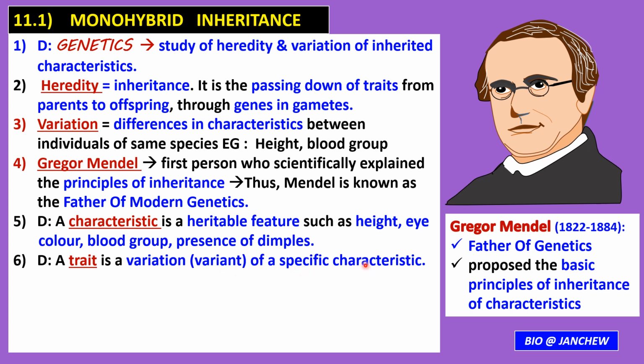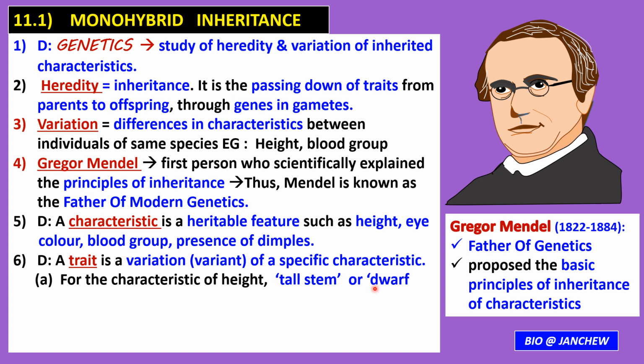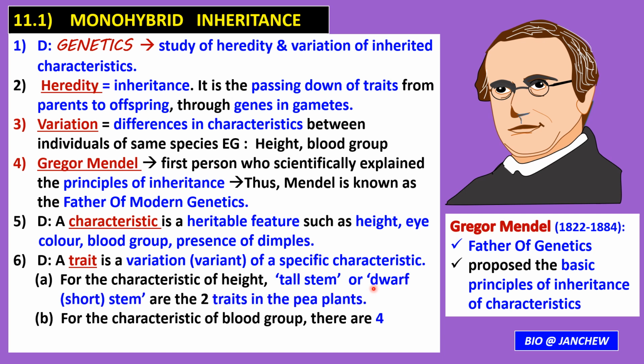All right, let's look at some examples. So for the characteristic of height, tall stem or dwarf stem or short stem are the traits. Okay, so the traits describe a specific feature of the plant clearly. And for the characteristic of blood group, the traits are blood group A, so it's very specific.